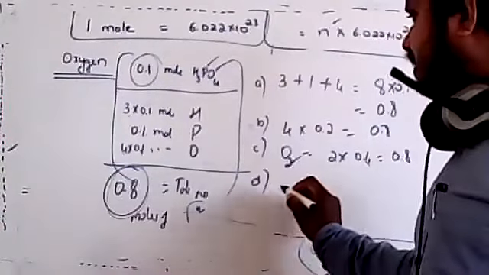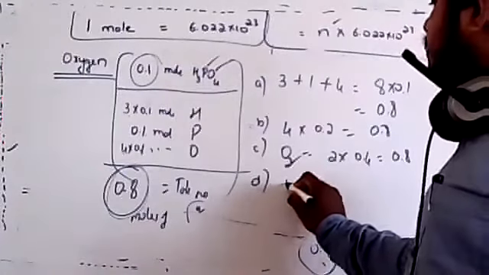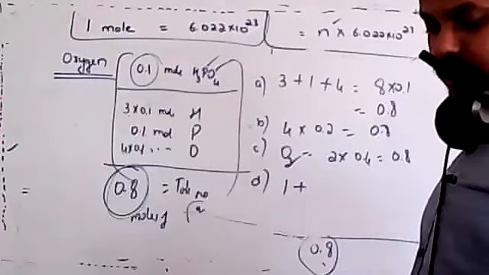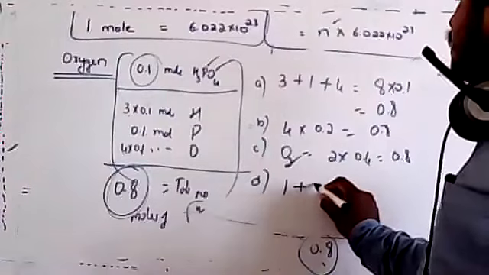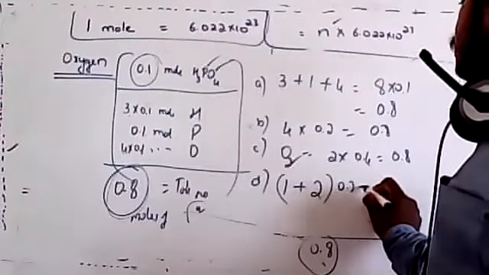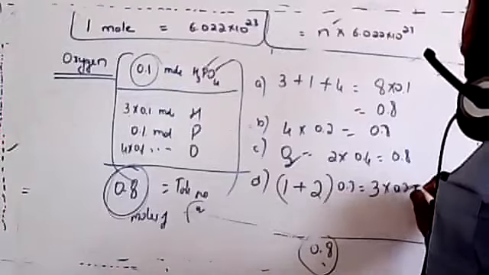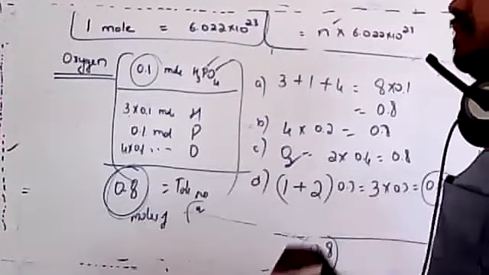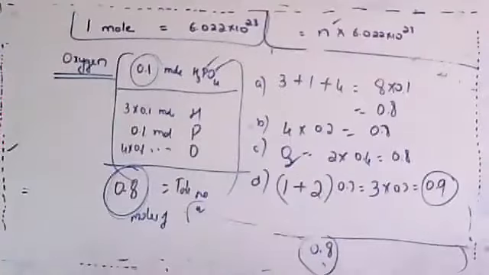Now option D is SO2. It contains 1 sulfur and 2 oxygen, so 3 atoms, into the total moles given, 0.3. So 3 into 0.3 means it contains 0.9 mole of atoms. So the answer should be D.